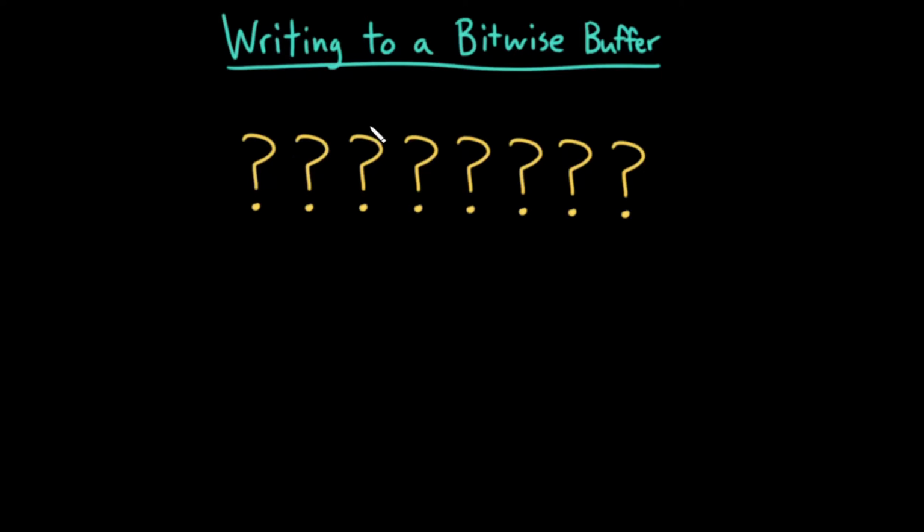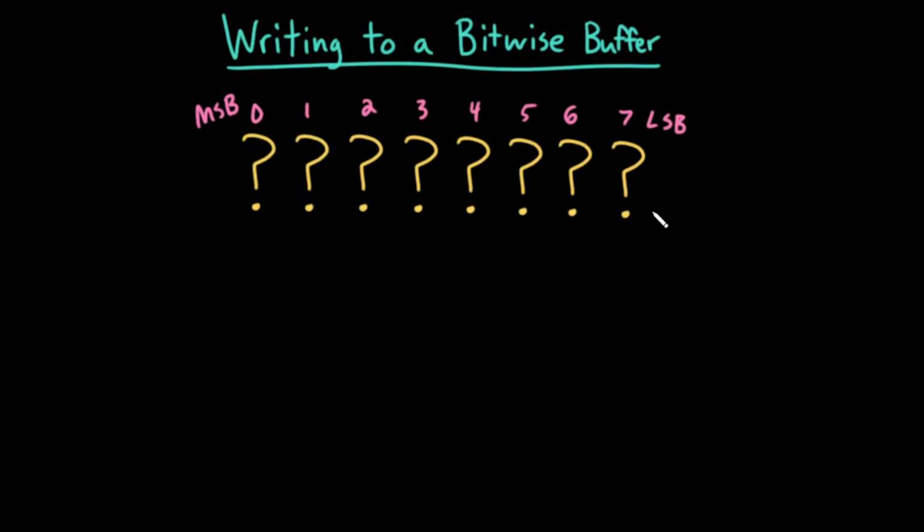Let's imagine that I have some bitwise buffer, so it's a single byte, and I want to write to it bit by bit. So this is the most significant bit, this is the least significant bit, and let's imagine that I want to write to this from left to right. So let's say this is index 0, index 1, index 2, index 3, index 4, index 5, index 6, index 7. So the first bit that I write, I want to write it here. The next bit that I write, I want to write it here, so on and so forth.